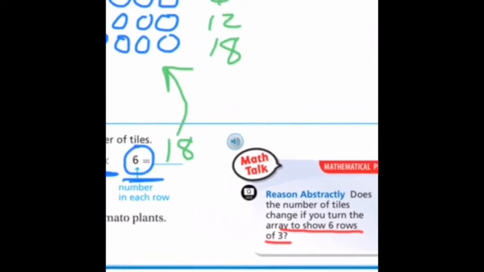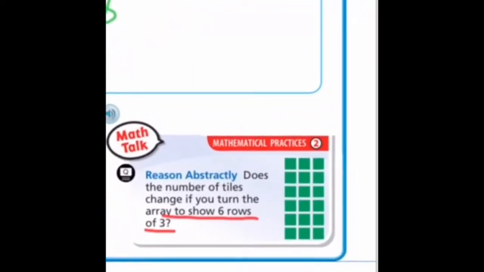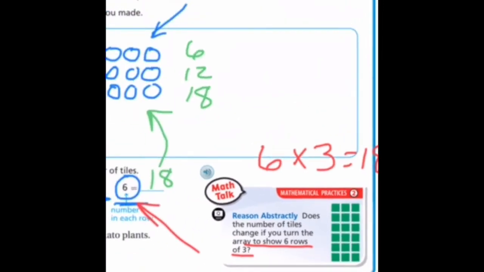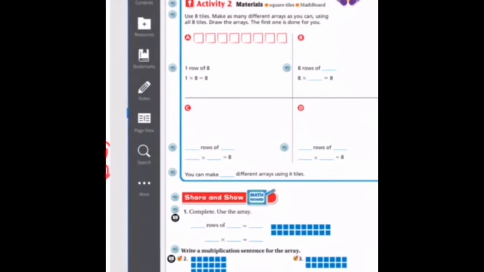So we had over here 3 times 6, or 3 rows of 6. Here we now have 6 rows of 3, 6 rows of 3. And that equals 18. Still equals 18, right? That one equaled 18, the other one equaled 18. That's called the commutative property of multiplication. Let's go to the next page, please. 166.